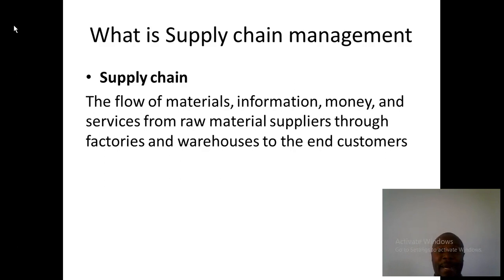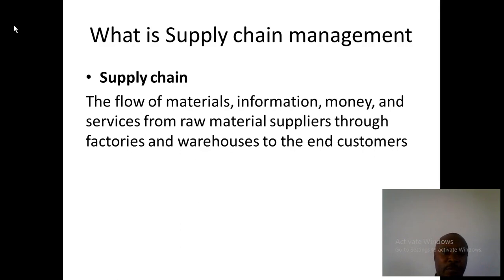And then that material is taken into manufacturing, that is processing. And then when the material is processed, it either becomes finished products or semi-finished products, which will then be supplied to the end customers or the end users.